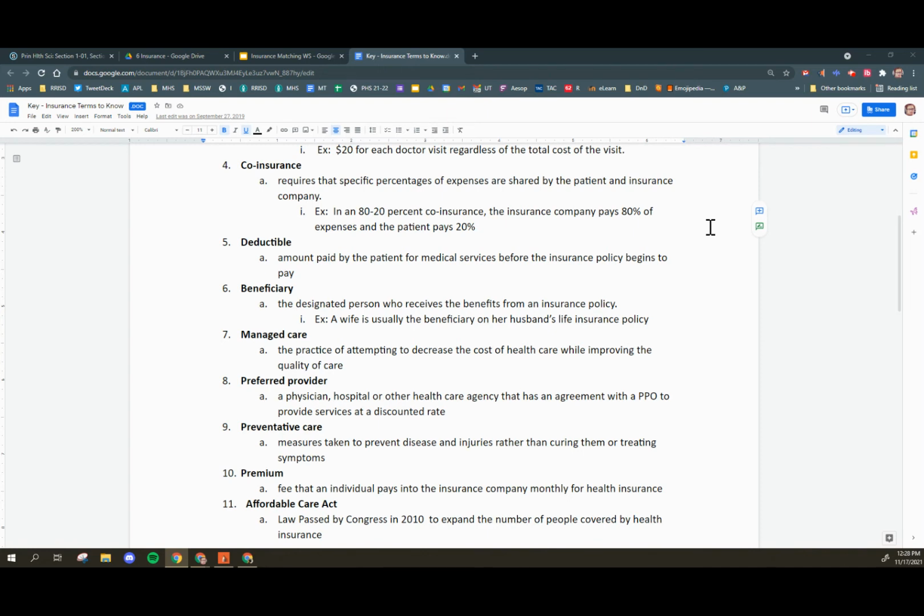Beneficiary. This is the designated person who receives the benefits from an insurance policy. Example, a spouse is usually the beneficiary on the other spouse's life insurance policy.